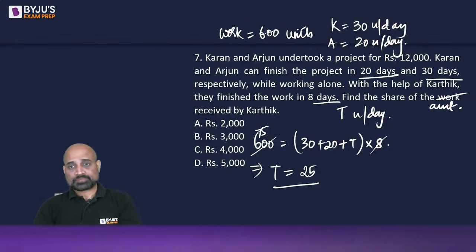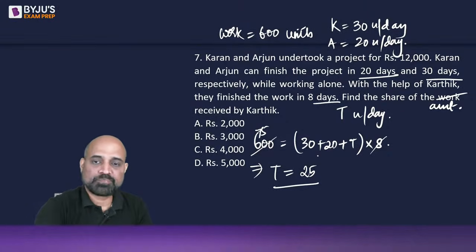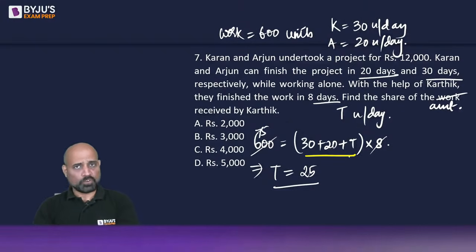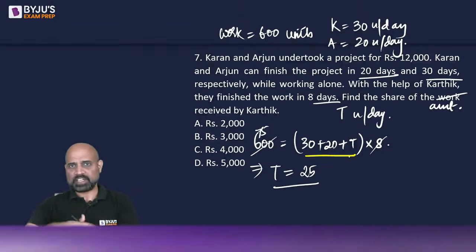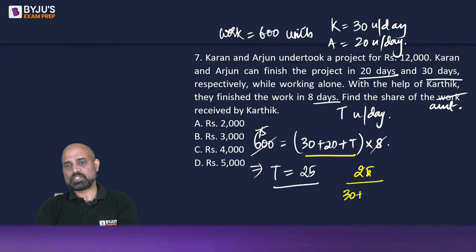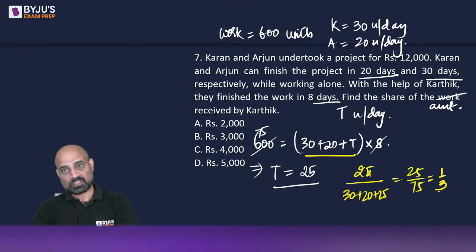Okay, so can we say Karthik does... अगर आप ये per day का देख लो आप, because they all work for the entire 8 days, so whether you calculate overall or whether you calculate per day, the ratio, the share doesn't change. So can we say Karthik does 25 units out of 30 plus 20 plus 25 units that they do together? So this is 25 out of 75, which is 1/3 of the total work Karthik अकेले करता है.